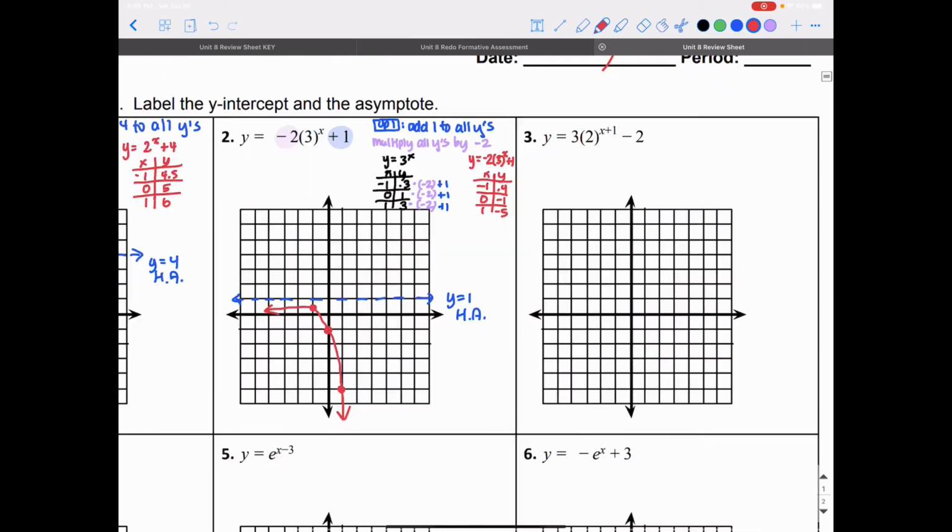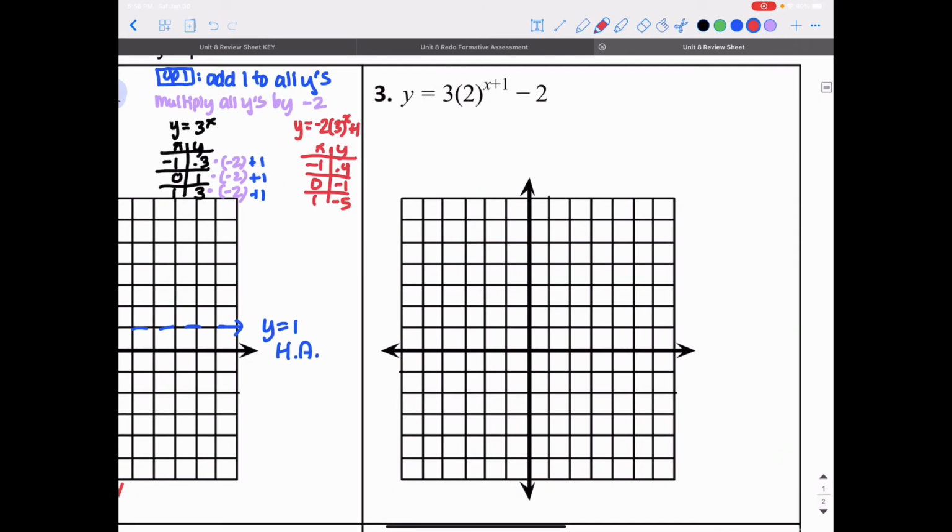All right, for number 3, I have y is equal to 3 times 2 to the x plus 1 power minus 2. I have 3 transformations here. One transformation that I have is this plus 1 in the exponent. And that means that I'm moving to the left 1. And that means I'm going to be subtracting 1 from all x's. It affects my x's when it's in the exponent.